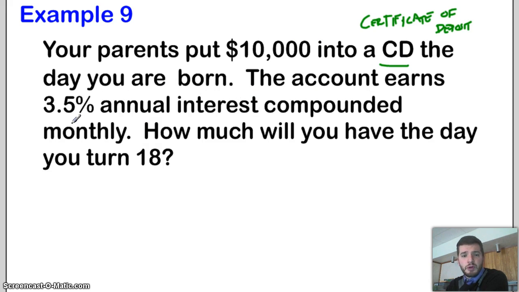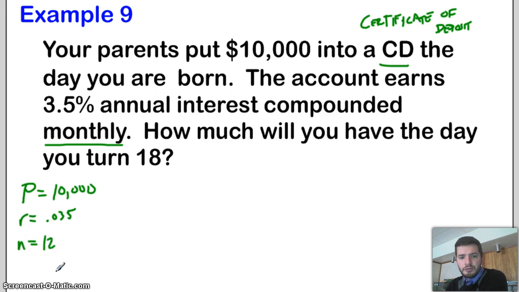Anyway, so your parents put $10,000 into a CD the day you were born. The account earns 3.5% annual interest compounded monthly, so let's underline that. And then how much will you have the day you turn 18? In this case, the principal is $10,000. The rate is 3.5%, so 0.035. It's compounded monthly, so n is going to equal 12. And t is 18 years, since it asks how much you'll have the day you turn 18.